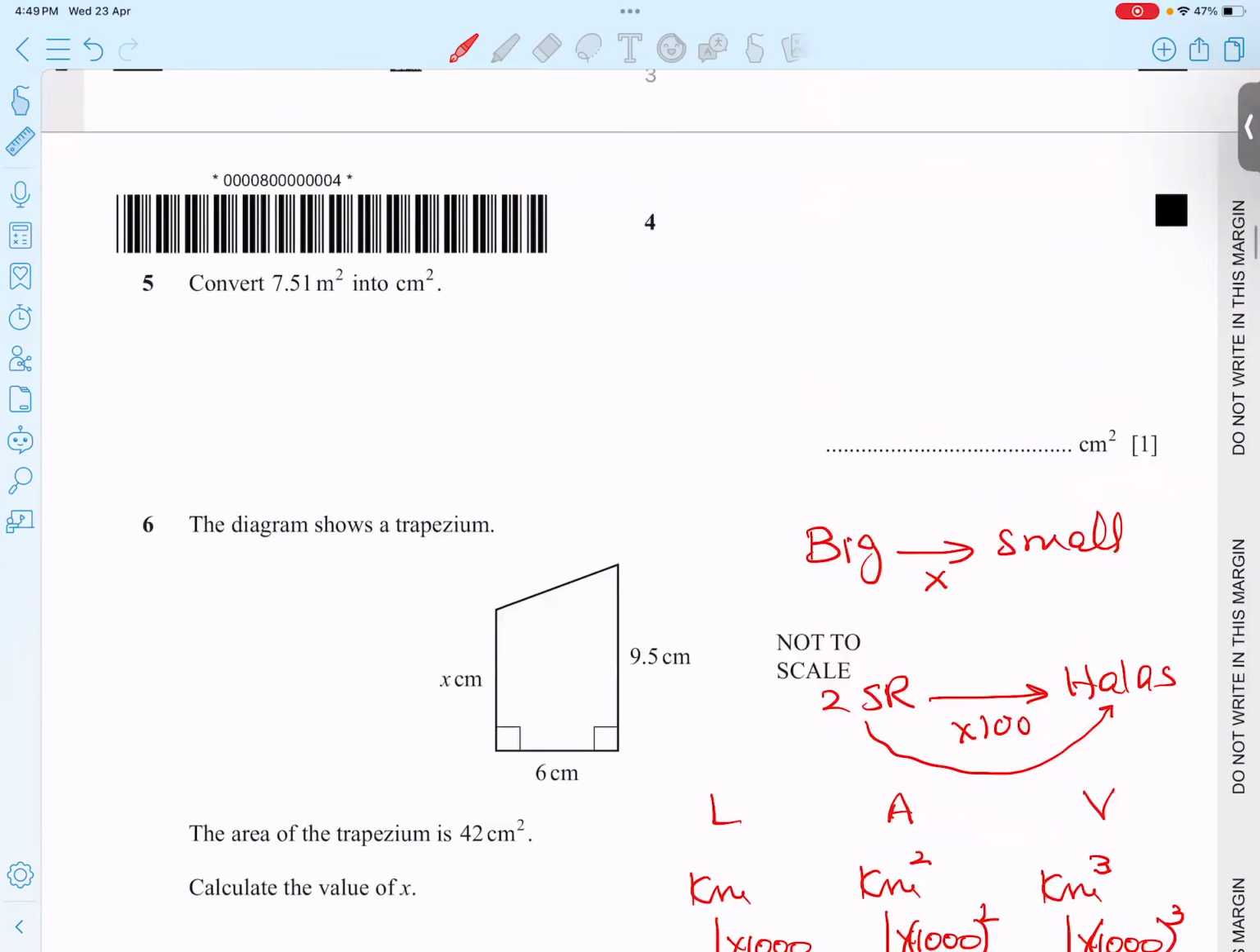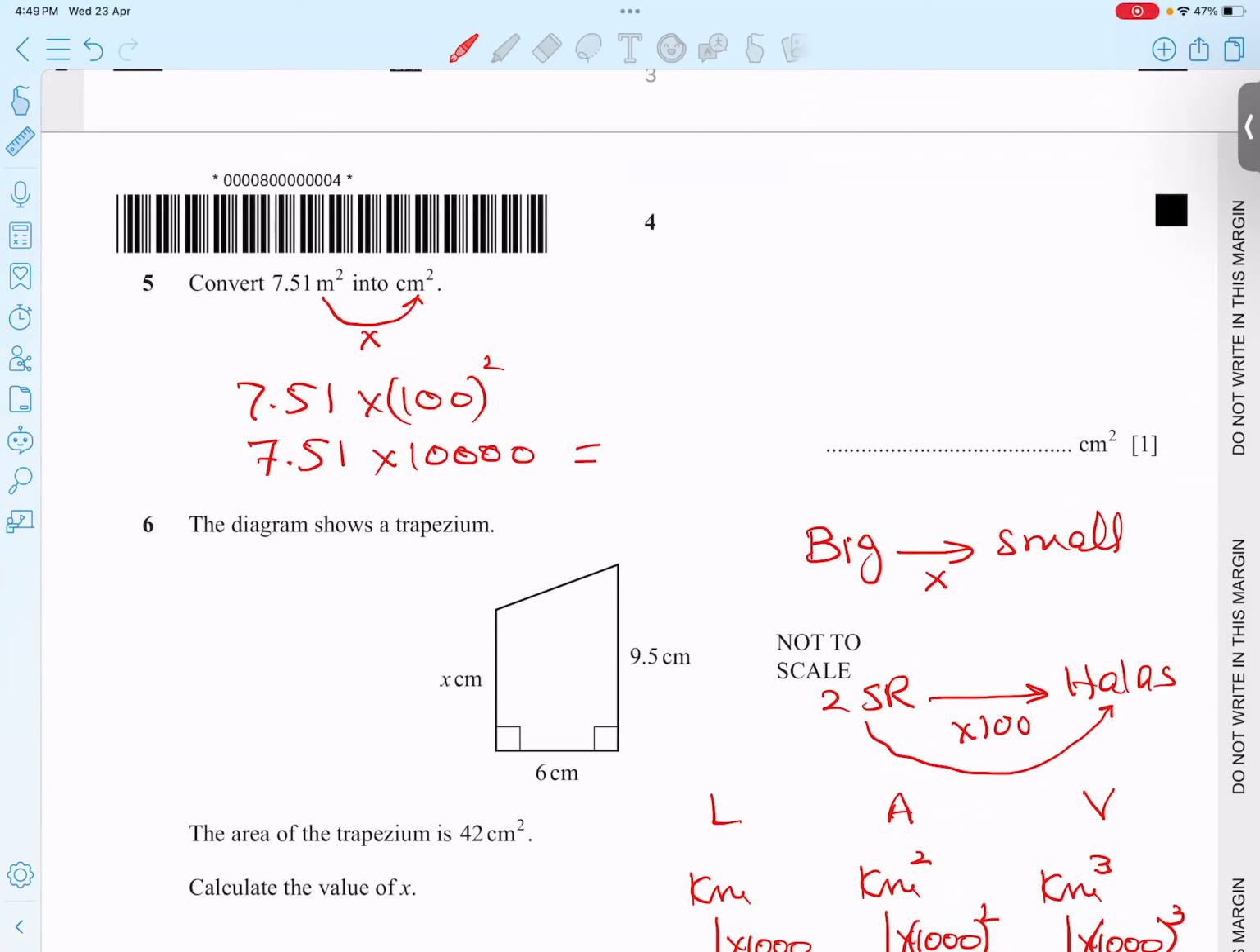Now look here, this meter square to centimeter square. So big to small, I have to multiply. 7.51 and I have to convert into centimeter, into 100 but not 100, 100 to power 2. Now we will try our level best to do it without calculator. Actually, it means we have 4 zeros. How 4 zeros? Because we have 2 zeros squared, making 4 zeros.